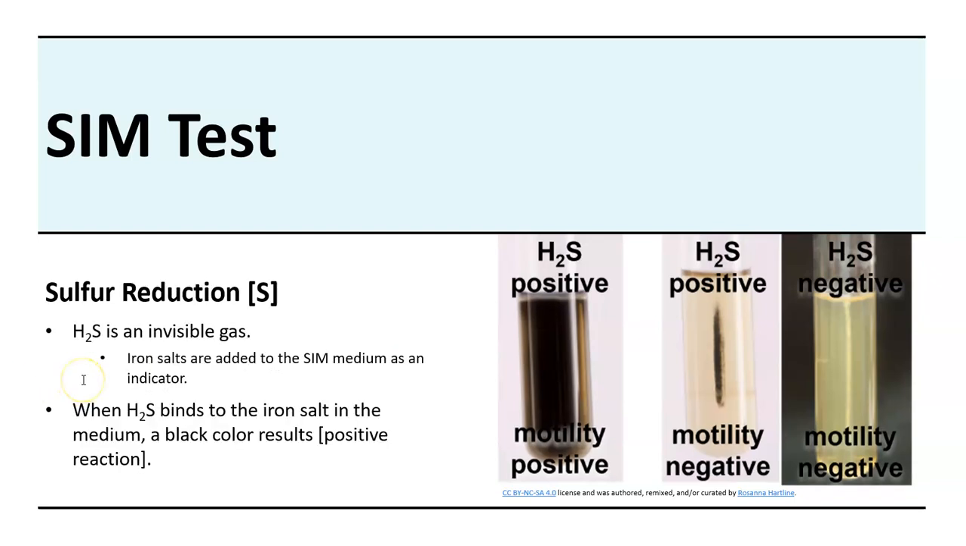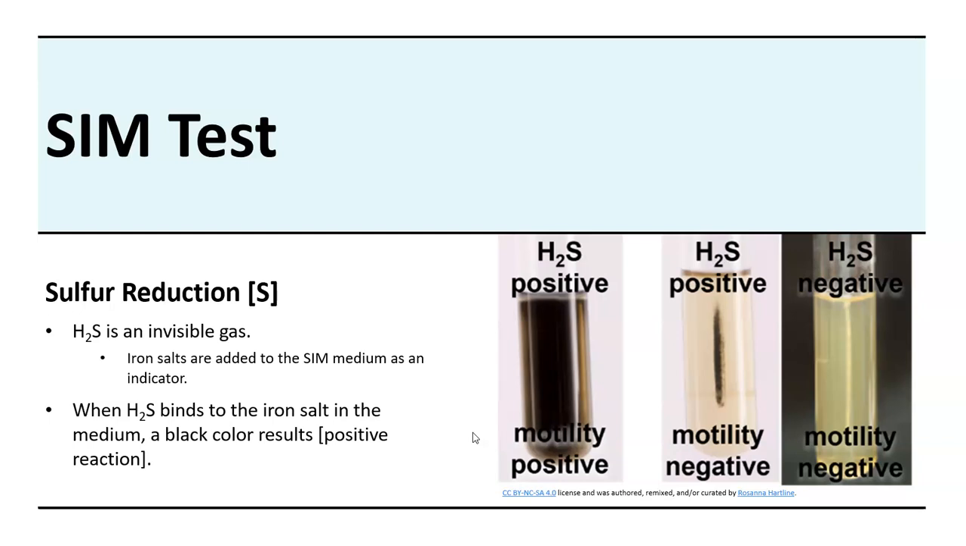Now, how are we able to see if sulfur has been reduced and then ultimately led to the production of hydrogen sulfide? Well, hydrogen sulfide is an invisible gas, so you're not going to be able to see it. So what has been done is iron salts have been added into the media, and when hydrogen sulfide, if it's present, binds to the iron salts, it causes a reaction that results in this black discoloration.